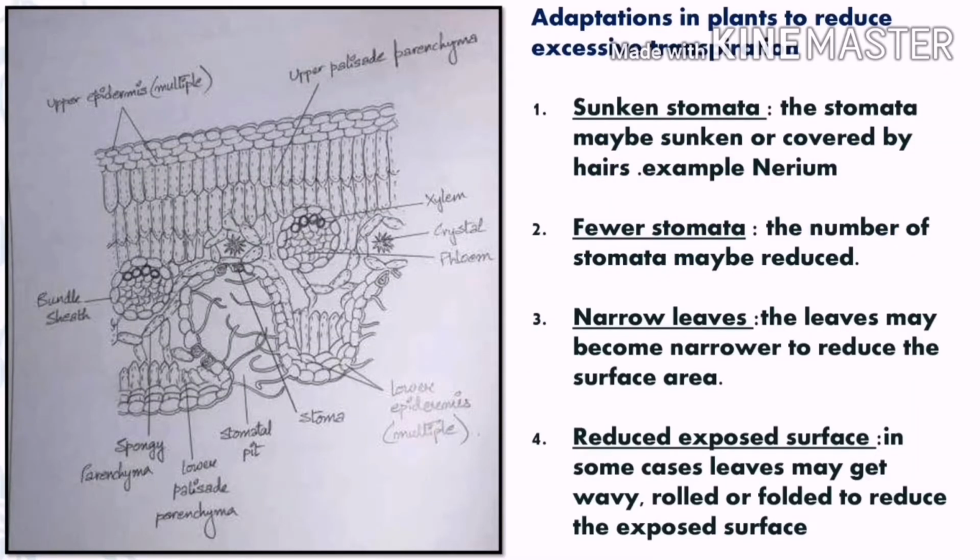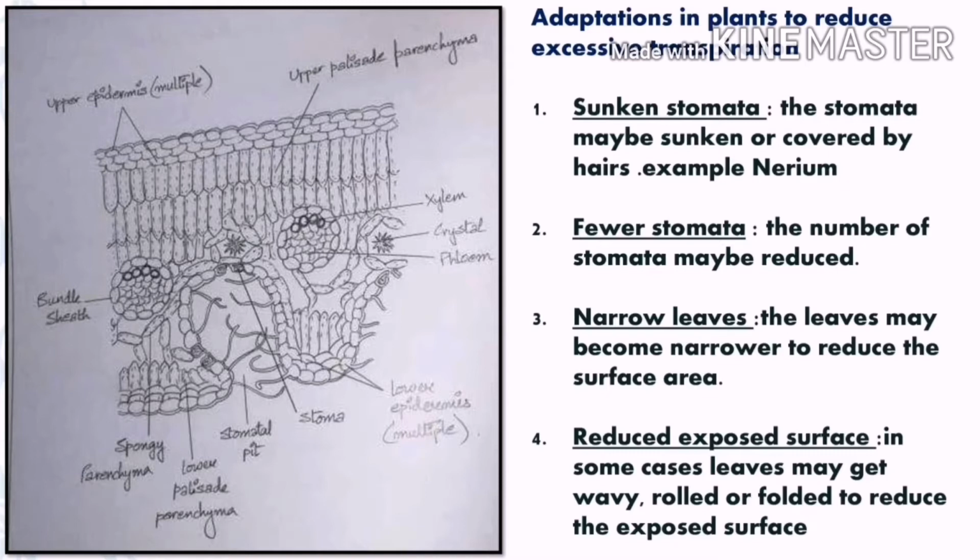Now we will discuss the adaptations that plants need to take to reduce excessive transpiration, especially xerophytes, that is, the plants that grow in arid regions. What are they? Number one is sunken stomata. The stomata may be sunken or covered by hairs, as this will reduce the rate of transpiration, and the figure of the nerium leaf is shown here. In some plants you can see the number of stomata may be reduced. This is also a step to reduce excessive transpiration.